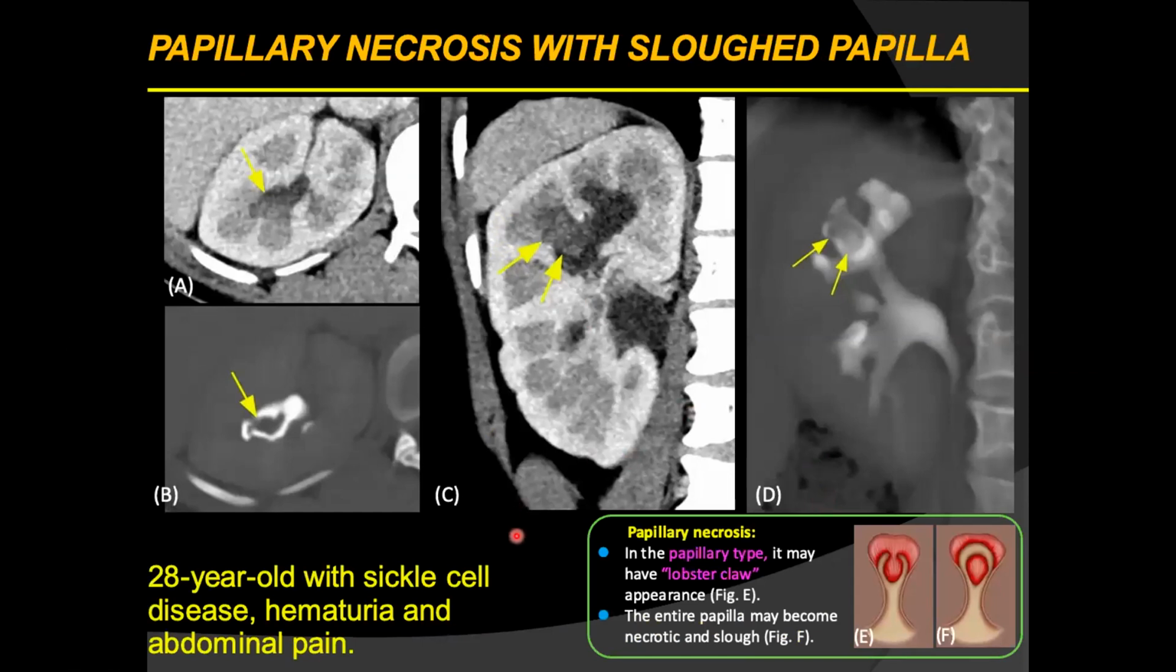This is a case of a 28-year-old with sickle cell anemia, hematuria, and abdominal pain. And again, these are corticomedullary phase axial and coronal images seen here in soft tissue window. You can see there is evidence of a filling defect in the blunted upper pole calyx. There's a filling defect out here. In the axial and coronal volume rendered images, this filling defect is seen as the classical lobster claw appearance, which we have described earlier.